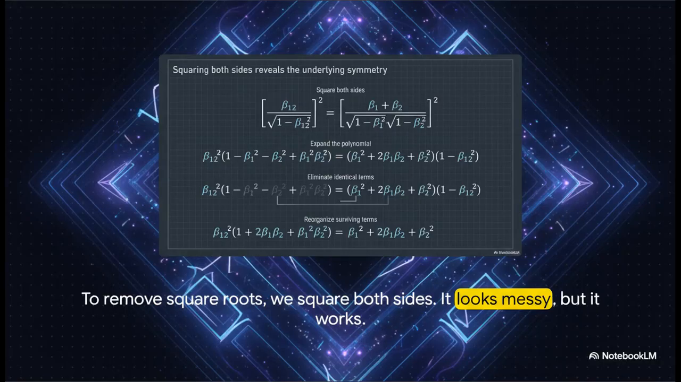Okay, to get this thing cleaned up and to get rid of those pesky square roots, we have to do something that, well, looks a little messy at first. We're going to square both sides of the equation. Yeah, it's going to explode into a whole bunch of terms, but you got to trust the process. This is the only way to simplify things.